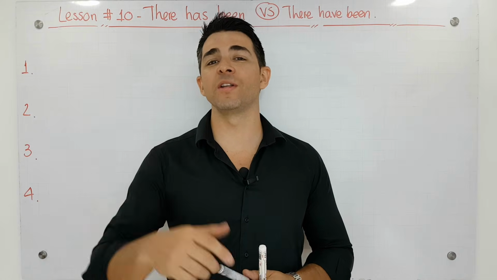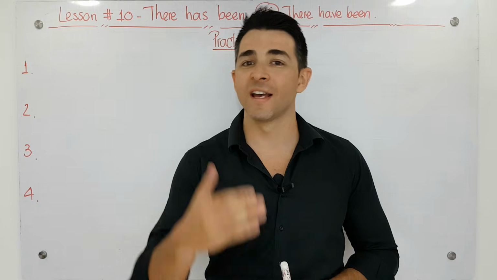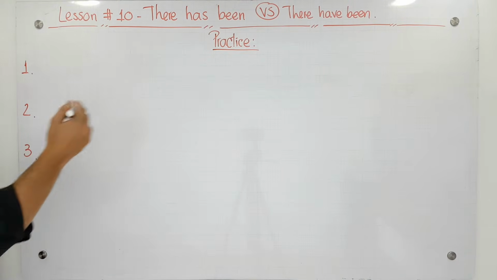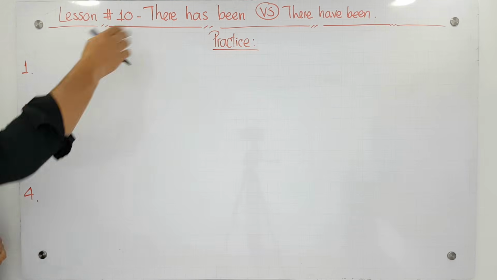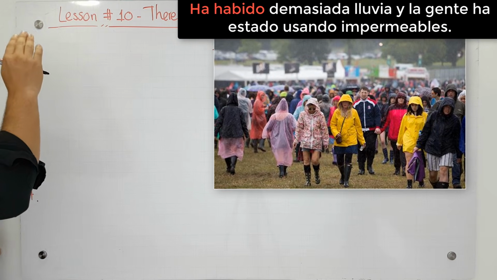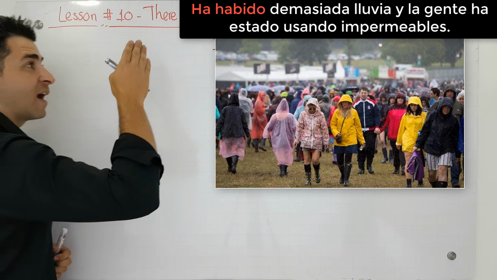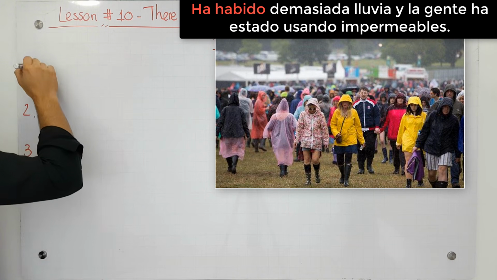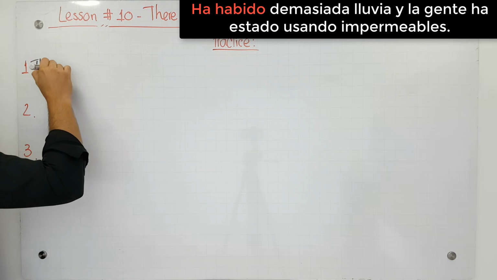Okay guys, now we're going to practice with these 4 exercises. As always, try to do them first, that way you can compare your results. De esa manera pueden comparar los resultados. And this is number 1. Ha habido demasiada lluvia y la gente ha estado usando impermeables. Entonces, ¿cómo sería esa? ¿Cuál sería acá, muchachos?